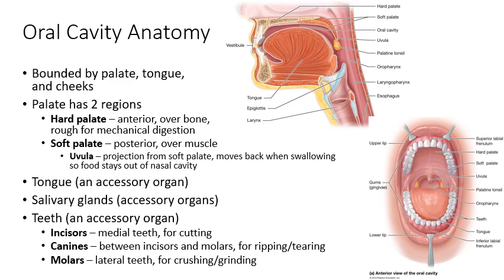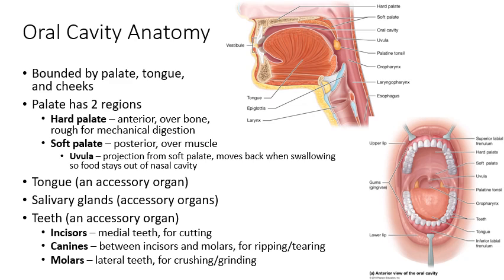You also have three important accessory organs of the GI tract in and around the oral cavity, which would be the tongue, the salivary glands, and the teeth. And we'll go over each of those in more detail.